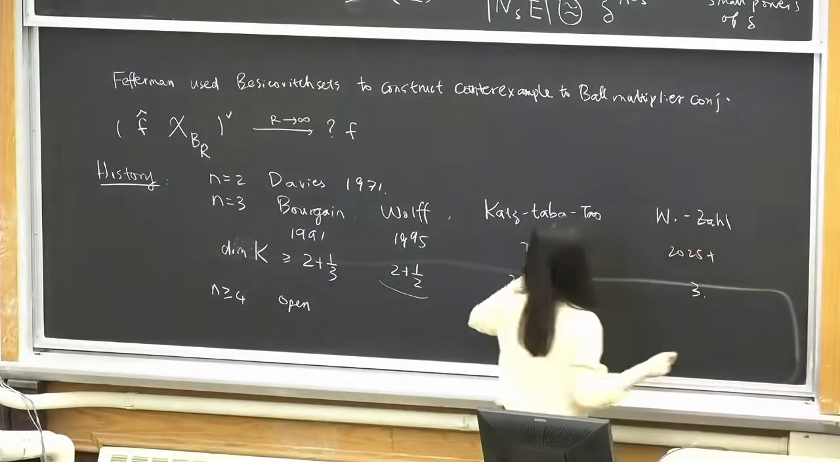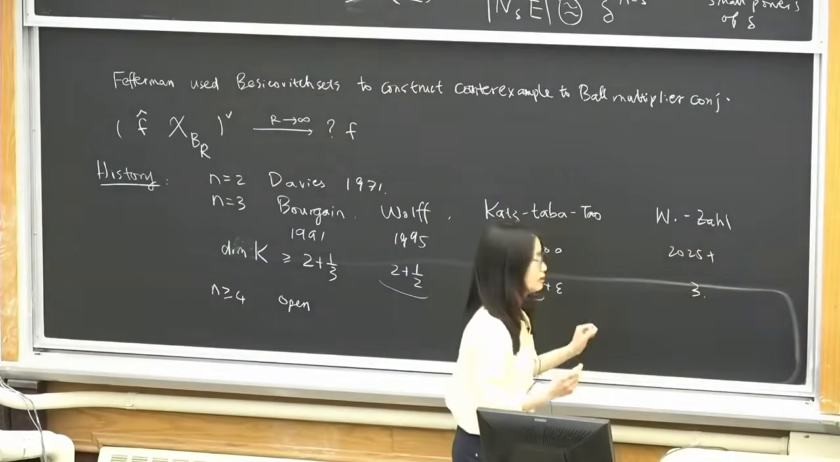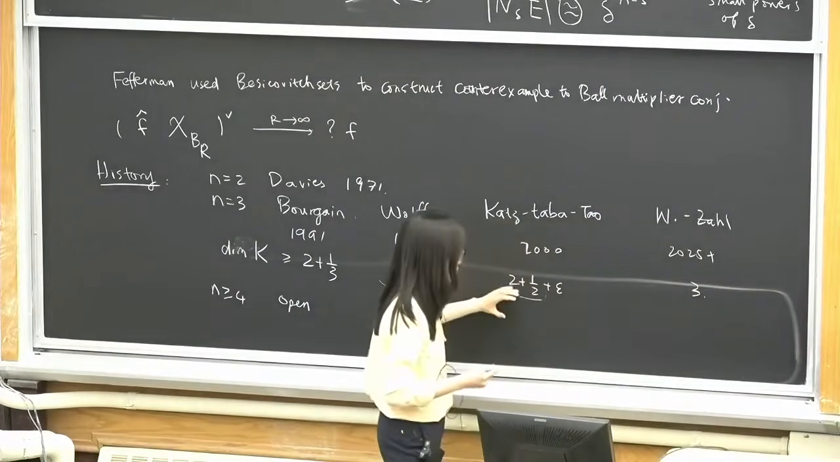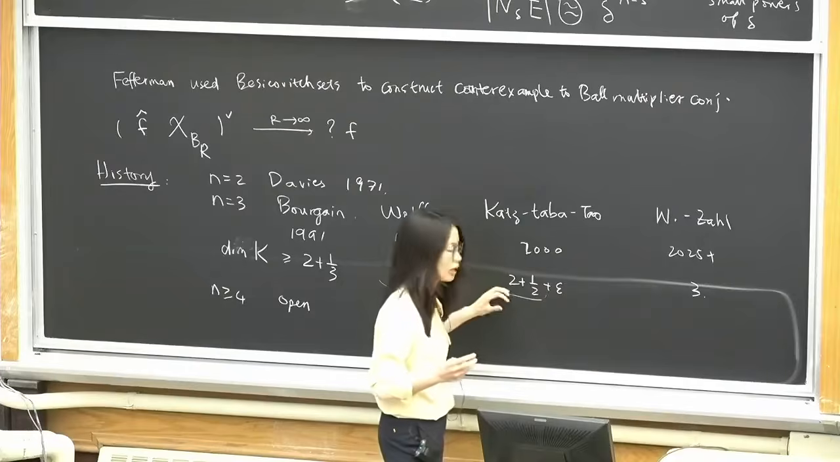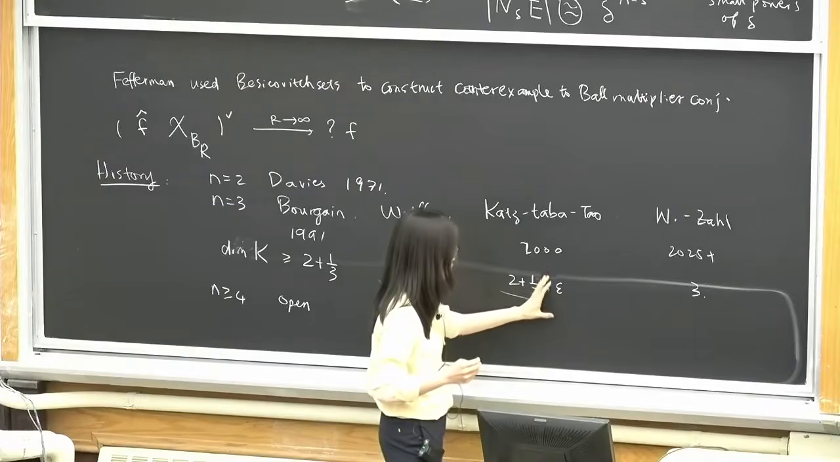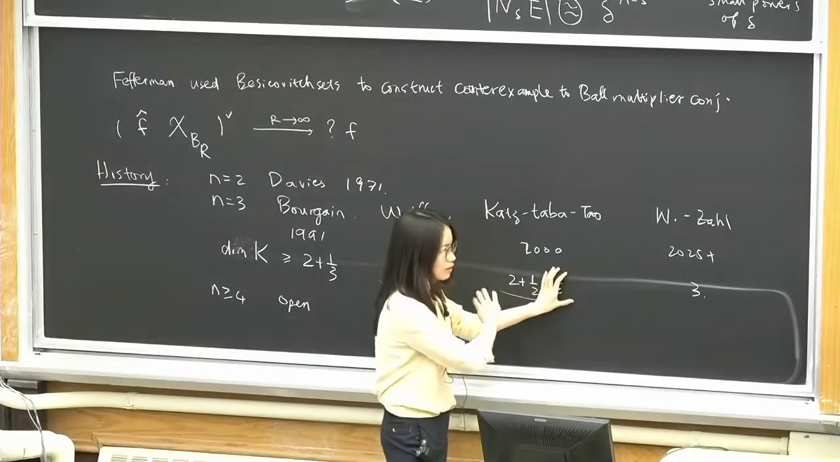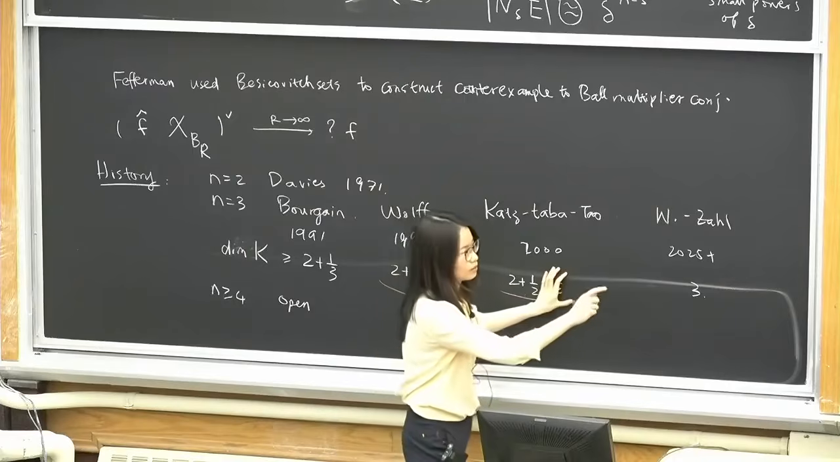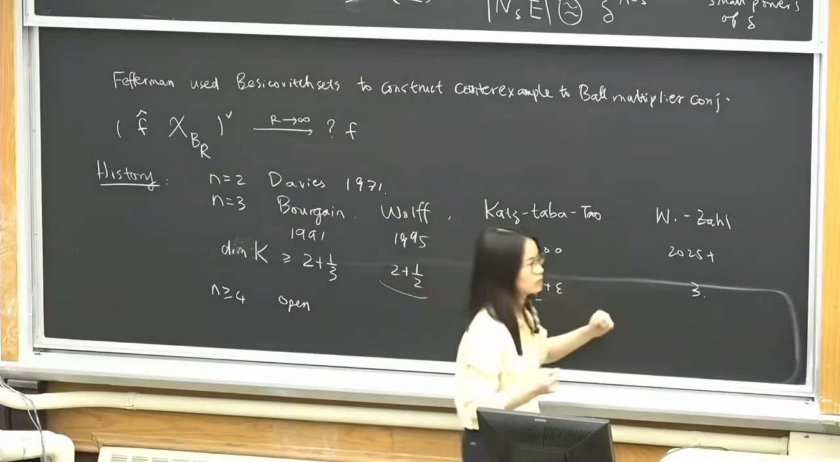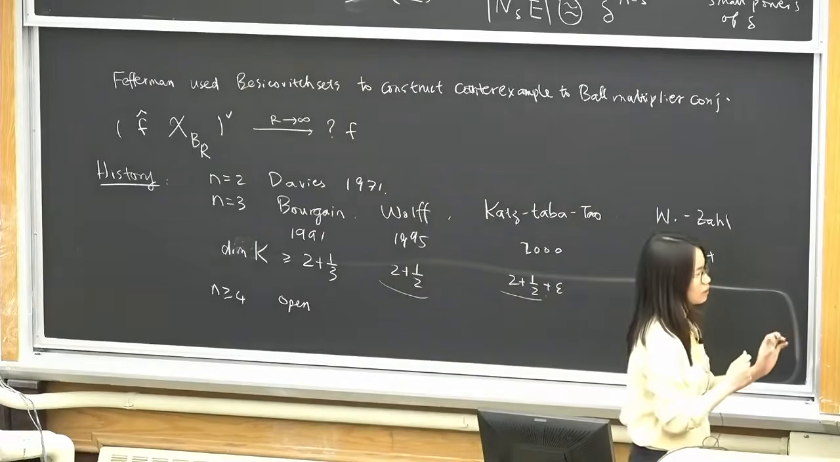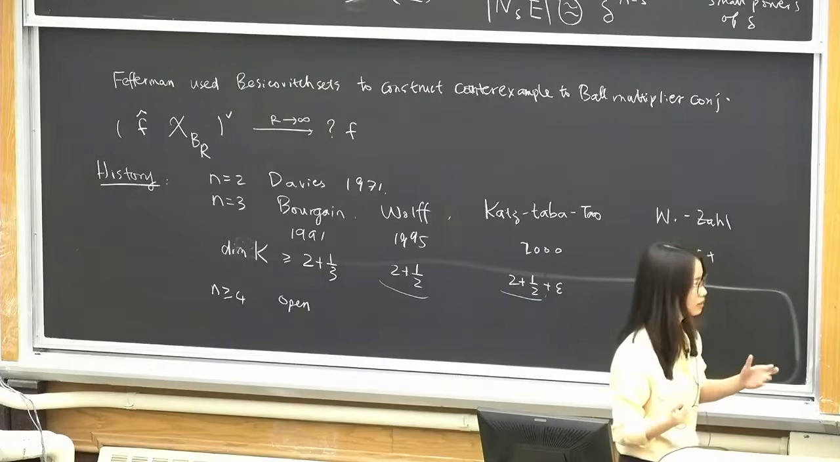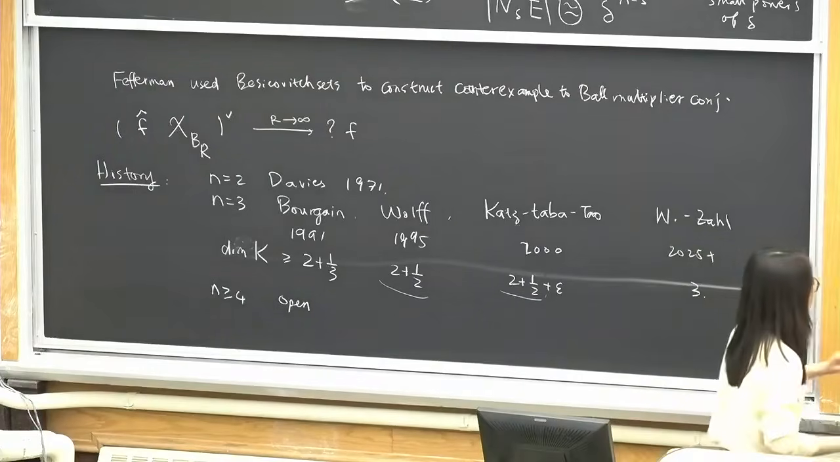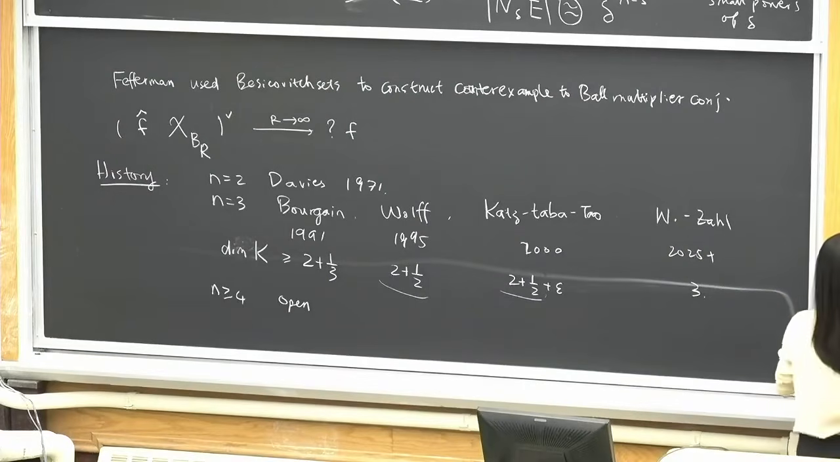And the work of Katz, Laba, and Tao, what they did is they showed that if a Kakeya set were to have Minkowski dimension 2 plus 1/2, then it should resemble the Heisenberg group. In particular, it should have the 3 properties: stickiness, planiness, and graininess. So the notion of stickiness is going to play an important role.